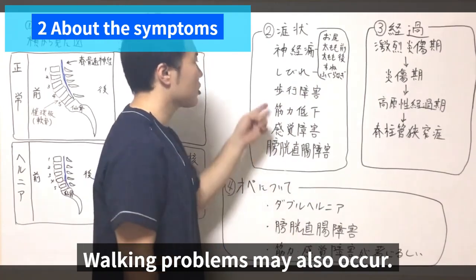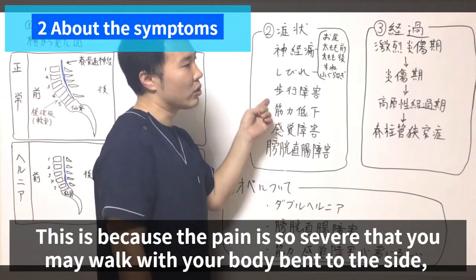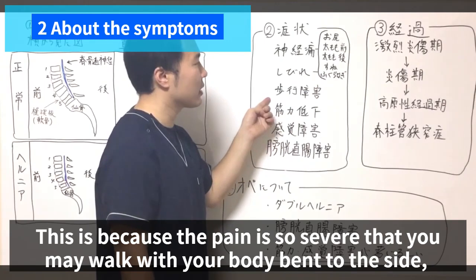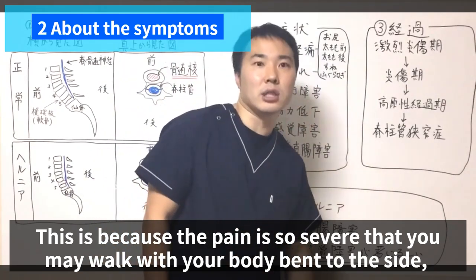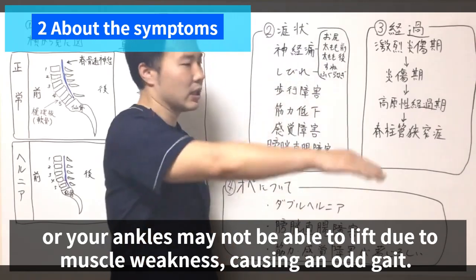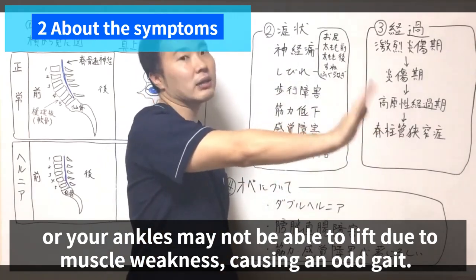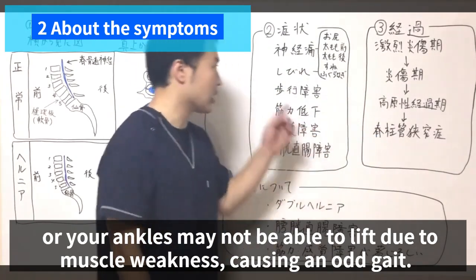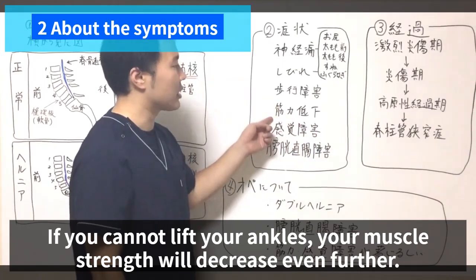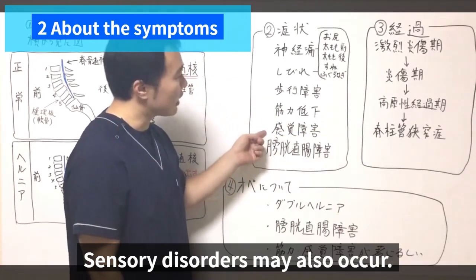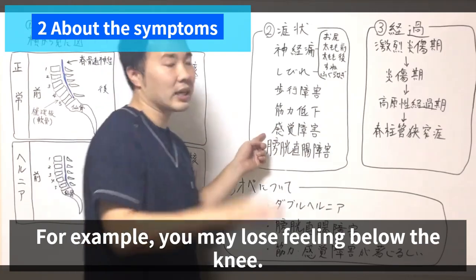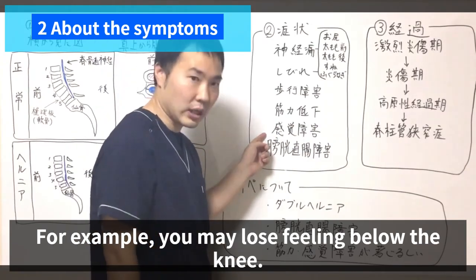Walking problems may also occur. This is because the pain is so severe that you may walk with your body bent to the side. Or your ankles may not be able to lift due to muscle weakness, causing an odd gait. If you cannot lift your ankles, your muscle strength will decrease even further. Sensory disorders may also occur. For example, you may lose feeling below the knee.